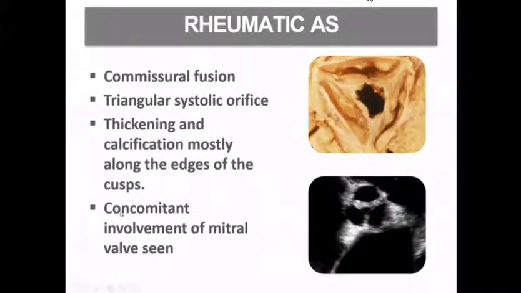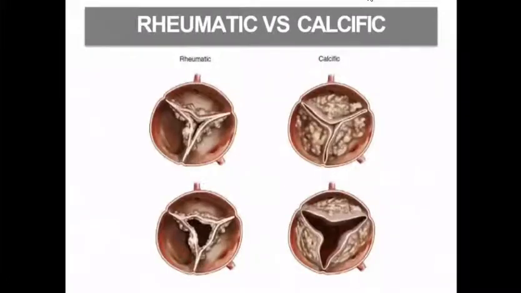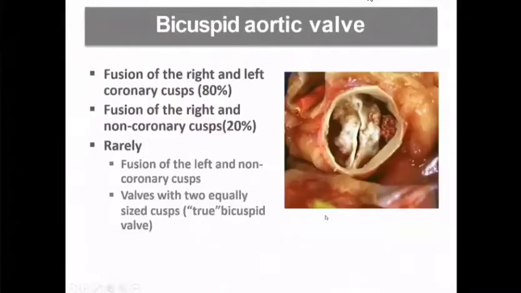Isolated aortic stenosis in rheumatic heart disease is quite uncommon, only less than 5 to 6% of patients have isolated AS in RHD. But in most rheumatic heart disease, if the aortic valve is involved, most patients have mitral valve involvement also. So this is how to differentiate. We have already explained this. The most diagnostic feature for rheumatic is the fusion of the commissures. That was the most diagnostic for rheumatic AS versus calcific AS.